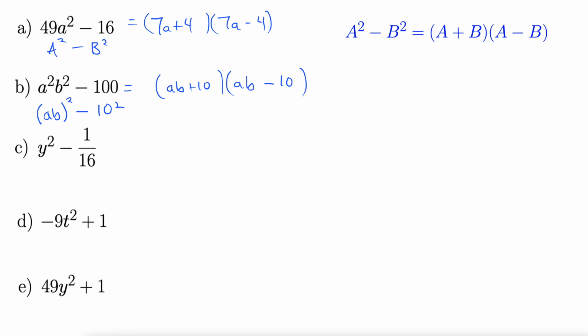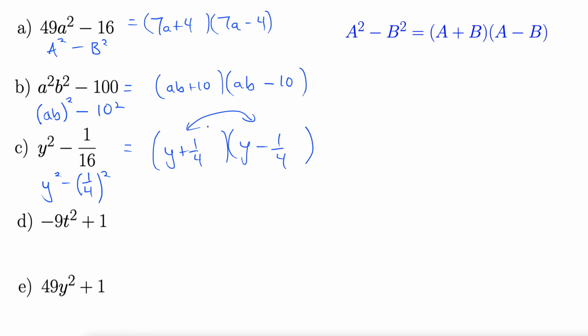How about C? We have y squared minus 1/16. Well, this is really y squared minus (1/4) squared. So that also is in the correct form for this to work out. So that gives us (y plus 1/4)(y minus 1/4). And for all these, you can switch it. This could also be (y minus 1/4) times (y plus 1/4). The order of these does not matter.